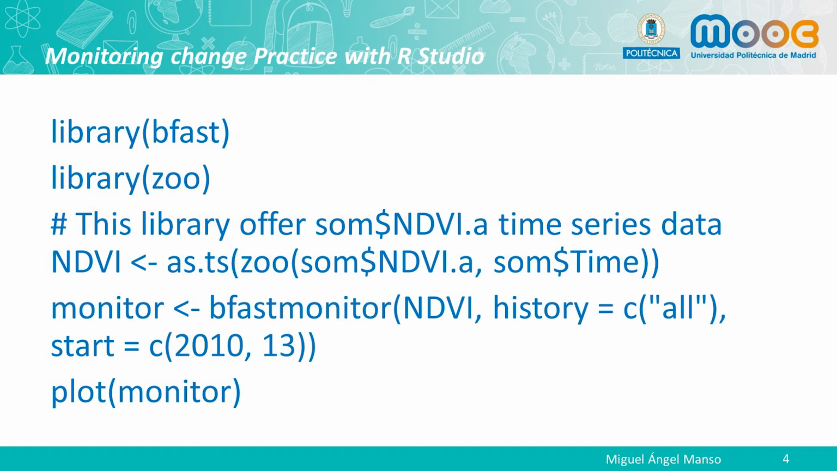NDVI is a time series of NDVI images from March of 2000 to July of 2011 with a frequency of 23 images per year. bfastmonitor provides monitoring of disturbance or structural change in a near real-time basis, based on a weighted class of time series regression models with optional seasonal trend and auto-regressive covariate terms. To use it, we can use the function in the way shown in the slide.